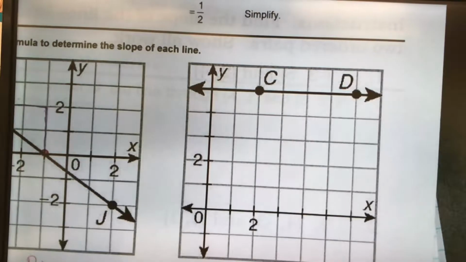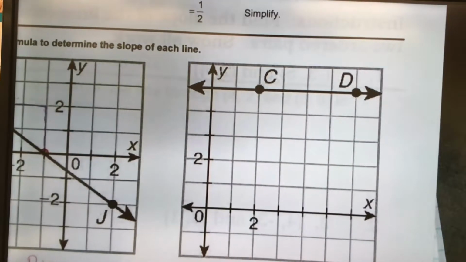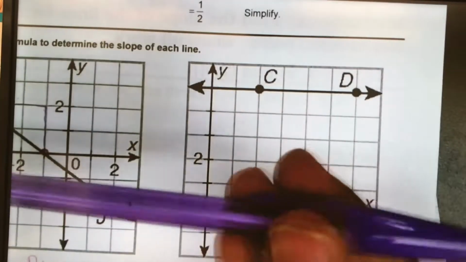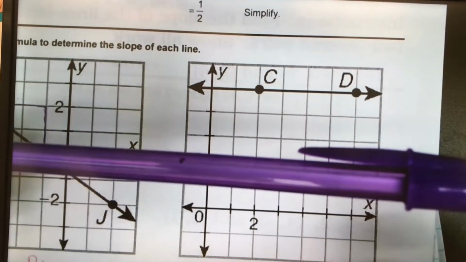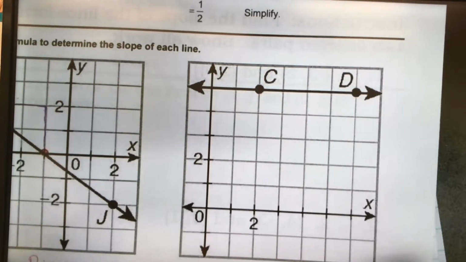So when you look at the graph, you can see that there is no steepness of this line. There is no rise. The rise is 0. So this is a flat line. There is no steepness for this line. So basically the slope of that line is 0. So m is equal to 0.